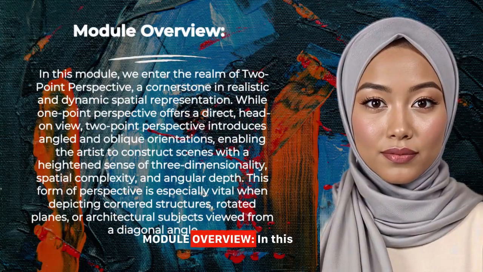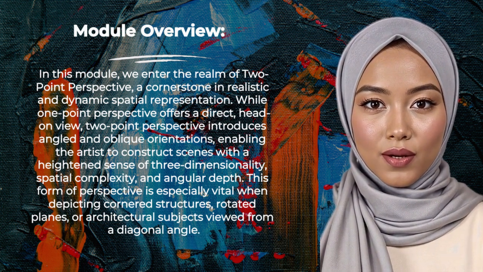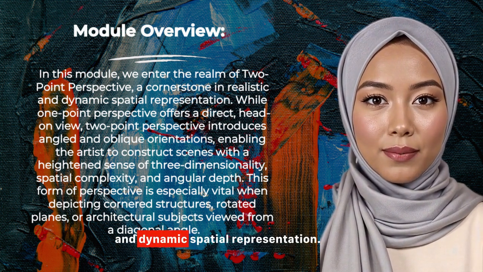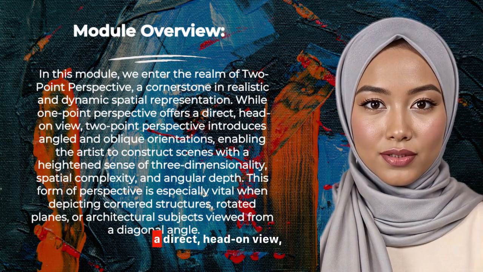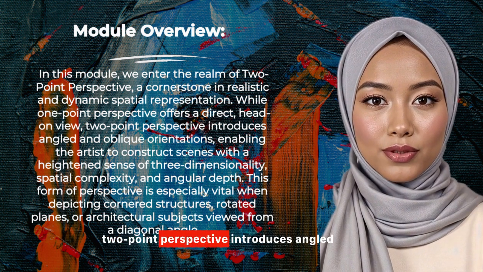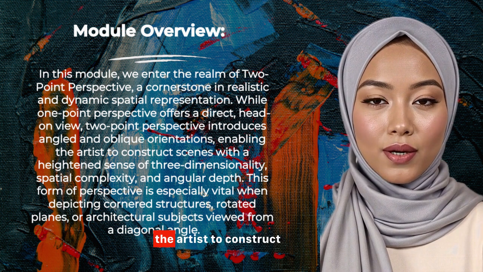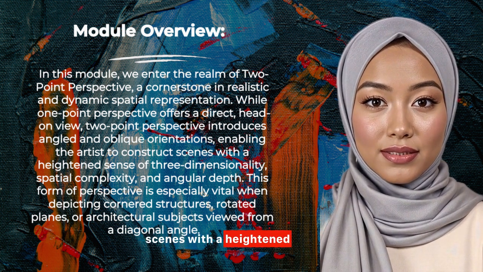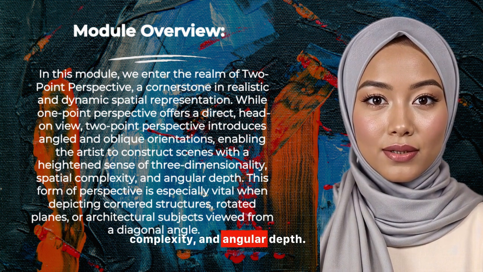Module Overview. In this module, we enter the realm of two-point perspective, a cornerstone in realistic and dynamic spatial representation. While one-point perspective offers a direct head-on view, two-point perspective introduces angled and oblique orientations, enabling the artist to construct scenes with a heightened sense of three-dimensionality, spatial complexity, and angular depth.